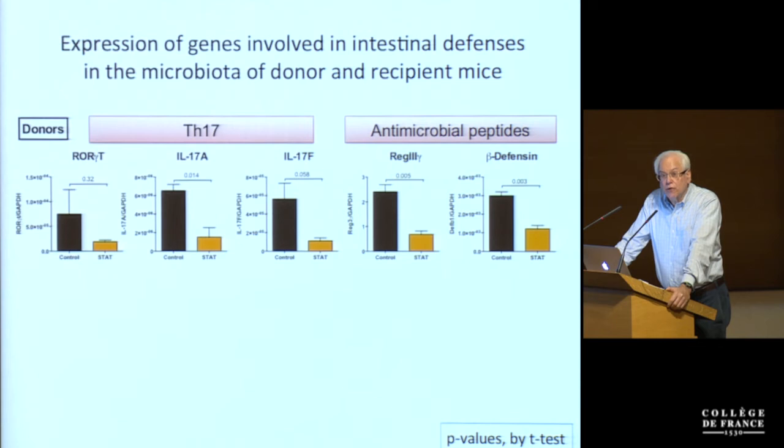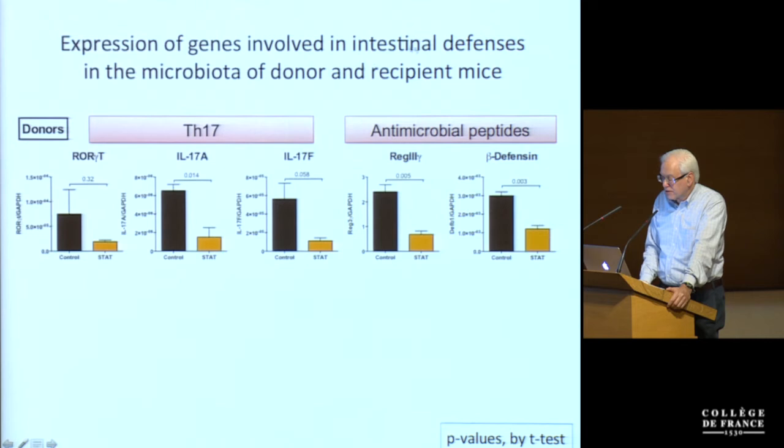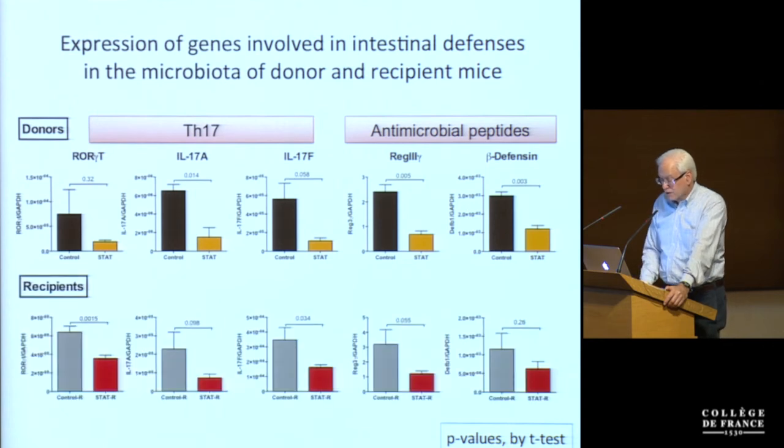We wanted to see, were there immunological effects as well? So here we're looking at expression of genes involved in intestinal defenses. Here are the donor mice that had received antibiotics or not. We're looking at 3 genes related to Th17, transcription factors, cytokines, 2 antimicrobial peptides downstream of Th17. Here we see the same kind of depression that we had seen earlier, very consistent findings. So now the question is, what about the germ-free mice that received the microbiota? And the results are shown here. We see the same kind of trend. So we have evidence from this study that the immunological phenotype is transferable by the altered microbiota as well.